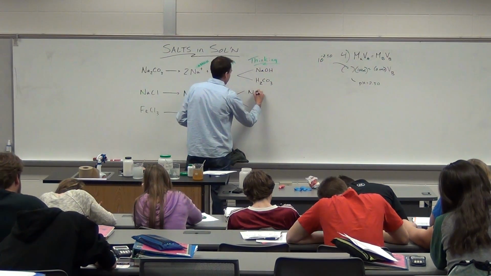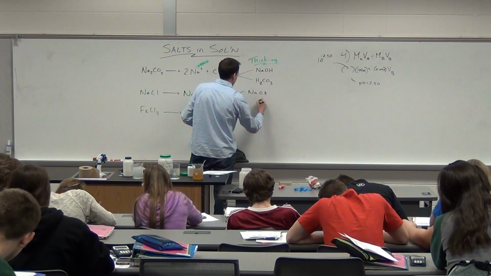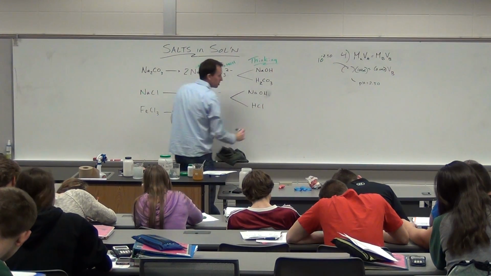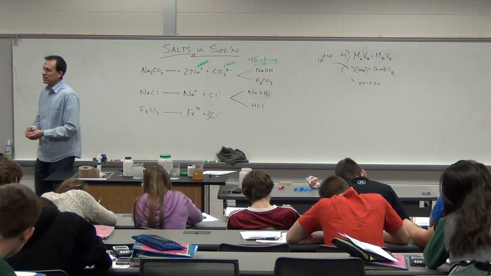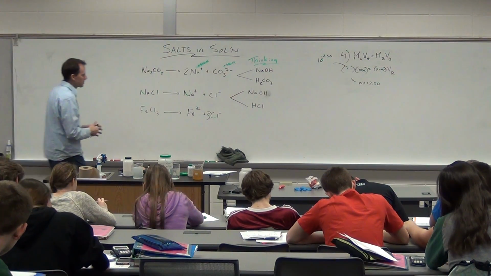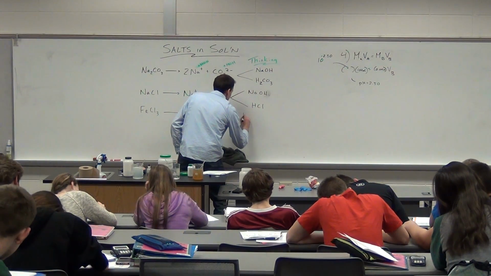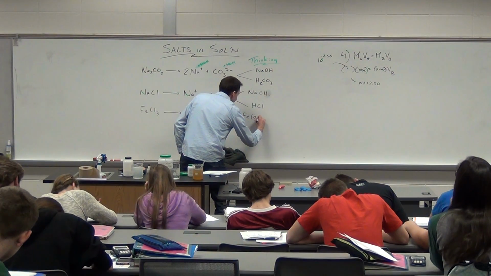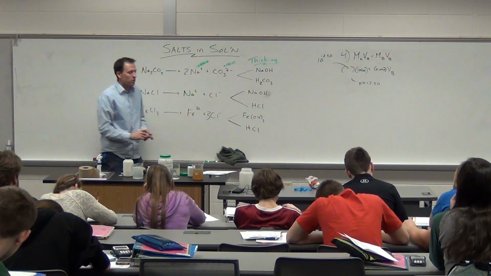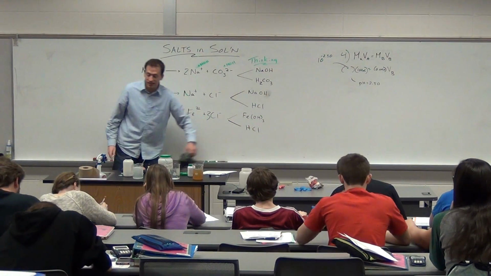So this would be NaOH again. This would be HCl. So notice what I'm doing. If it's a negative, I'm just putting an H in front of it. If it's a positive, I'm putting an OH at the end of it. Okay? And then this last one would be FeOH3 and HCl.